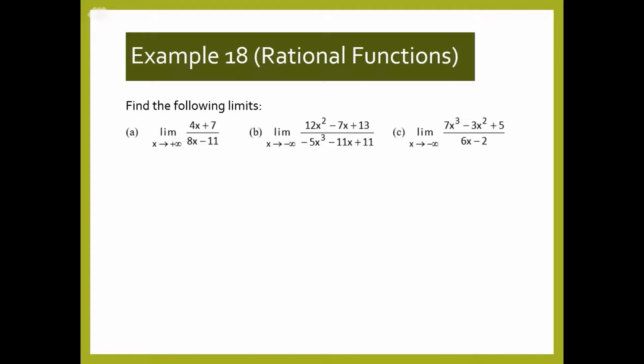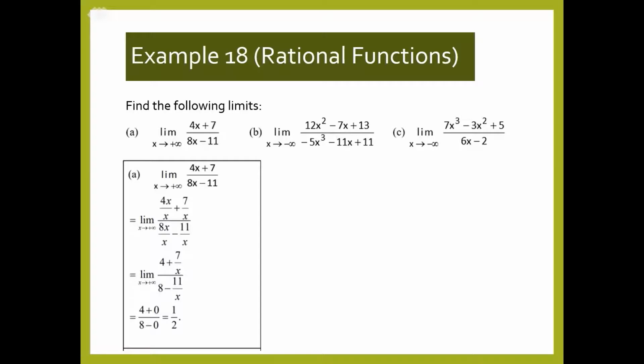In order to determine the limit, divide both numerator and denominator by the highest degree of x in the denominator. For a, given that the highest degree of x in the denominator is 1, by dividing both numerator and denominator by x and simplifying, you will get (4 plus 7 over x) over (8 minus 11 over x). Replace x with 0 and simplify, you will obtain 1 over 2 as the final answer.